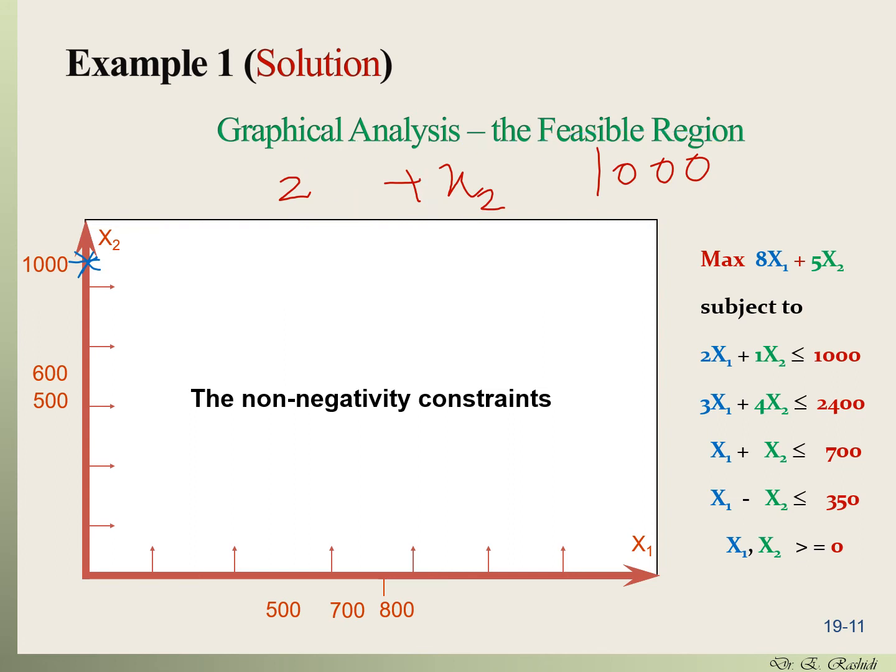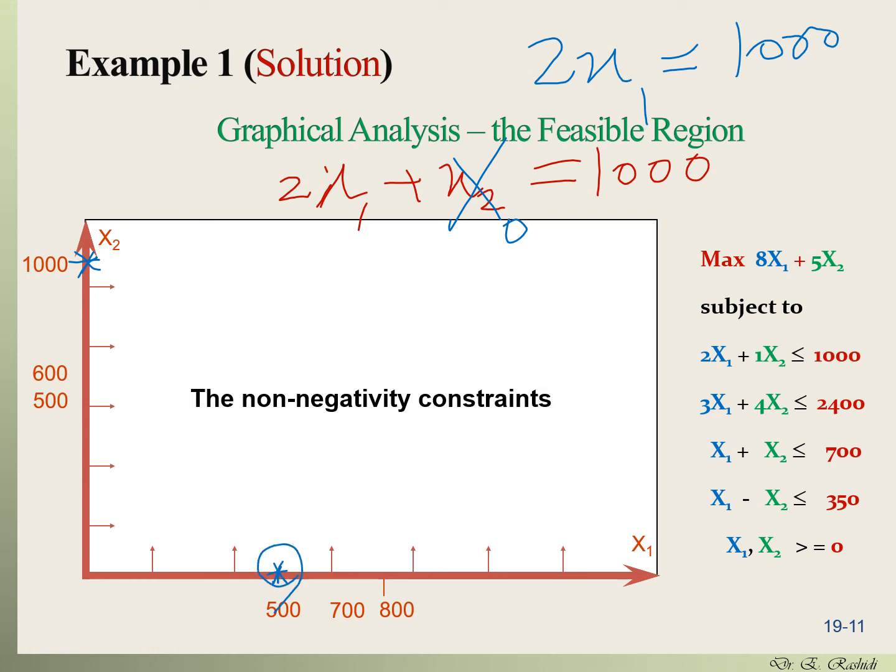We need another point. For the next point, this is what I'm going to do. 2x1 equal to 1000. Next I'm going to set x2 equal to 0. That means 2x1 is equal to 1000, so x1 is equal to 500, right? So x1 equal to 500 and x2 equal to 0. This is the point. So we have these points.